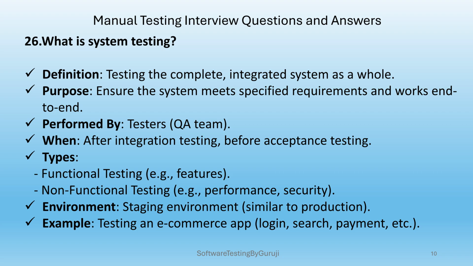Let's move on to another question. What is system testing? Definition: testing the complete integrated system as a whole. Purpose: ensure the system meets specified requirements and works end to end, performed by the tester or QA team. It is performed after integration testing, before acceptance testing. Types: functional testing, non-functional testing. Environment: staging environment, that is the tester environment, similar to production. Example: testing an e-commerce app, login, search, payment, and so on. So this we will do in system testing.